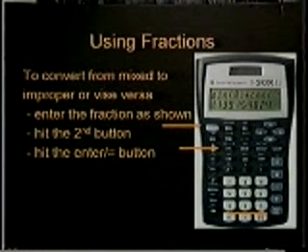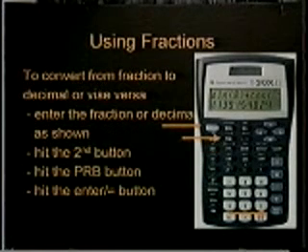To convert from mixed numbers to improper fractions or vice versa, enter the fraction as we just discussed, hit the second button, hit the ABC button, then hit the enter button. To convert from fraction to decimal or vice versa, enter the fraction or decimal as shown, hit the second button, hit the PRB button, and hit the enter button.